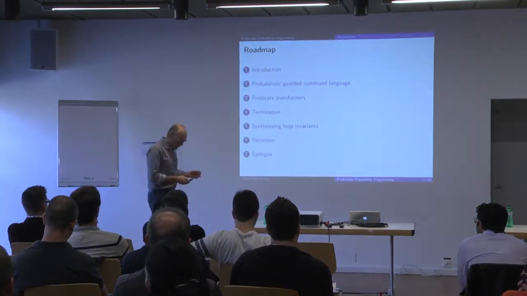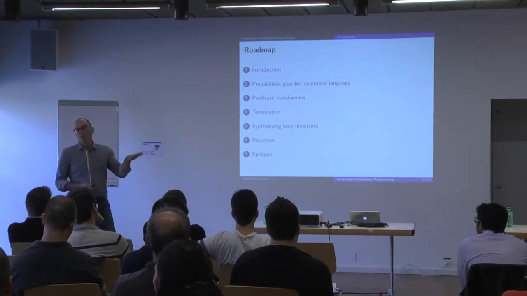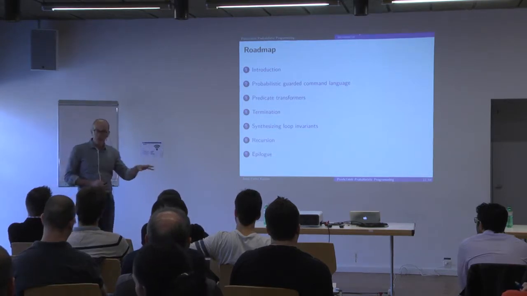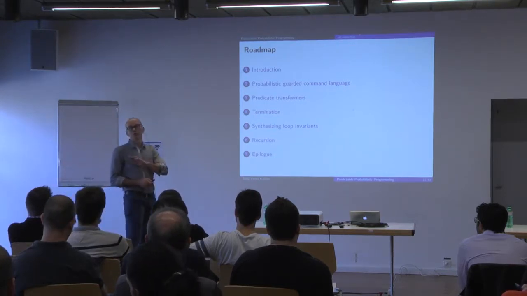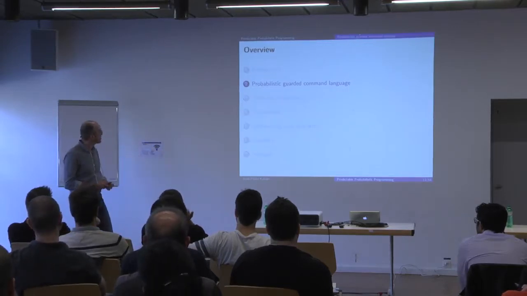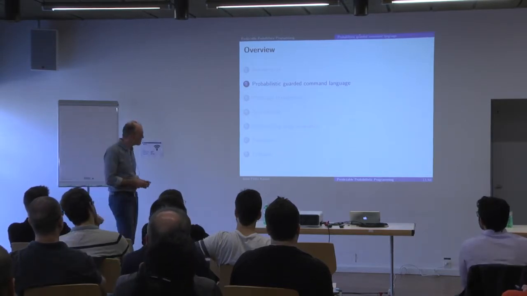Good. So I would like to start by explaining a kind of assembler language of probabilistic programming. For the sake of this talk, I will stick to discrete random variables. So I will not talk about Gaussian distributions and so on, just discrete probabilities. And the way I'm going to do this is by introducing the probabilistic guarded command language.